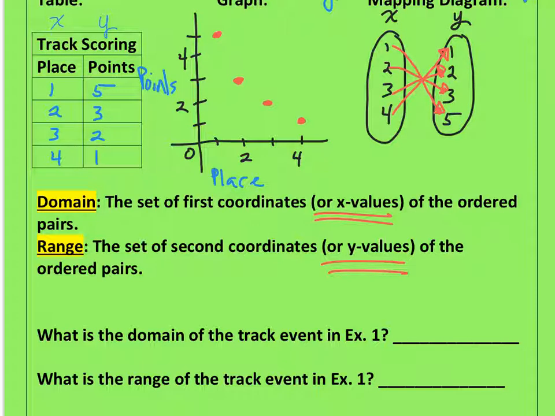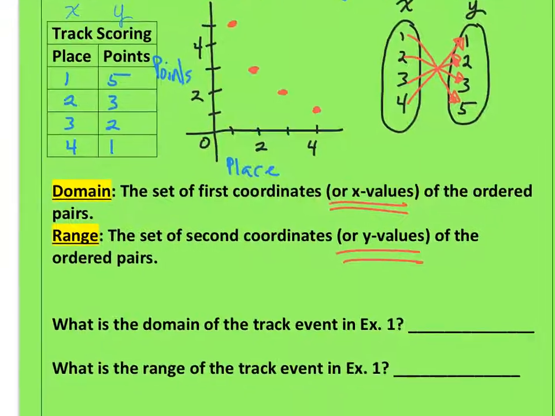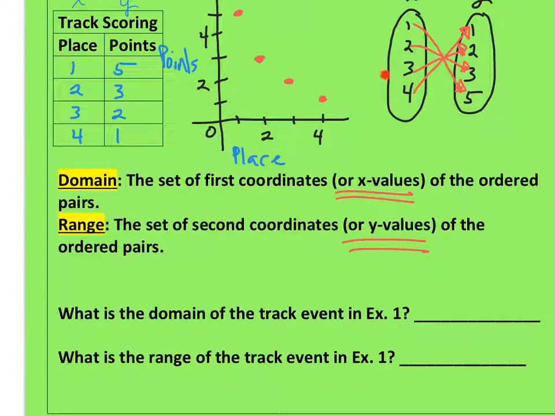And so if we use the relation above, this question is asking what is the domain of the track event in example 1. So the domain would be, and again, when you list the domain, it'd be easiest to find the domain from the mapping right here, because we don't want repeated values in the domain and we don't want repeated values in the range. So typically I'll use the mapping here and here to write the domain and range. So our domain is 1, 2, 3, and 4, and the range is 1, 2, 3, and 5.